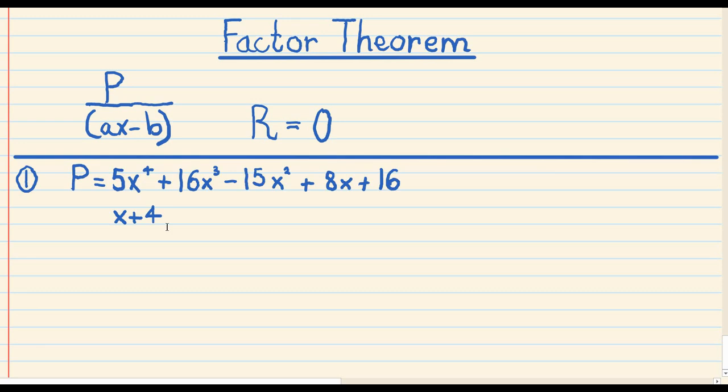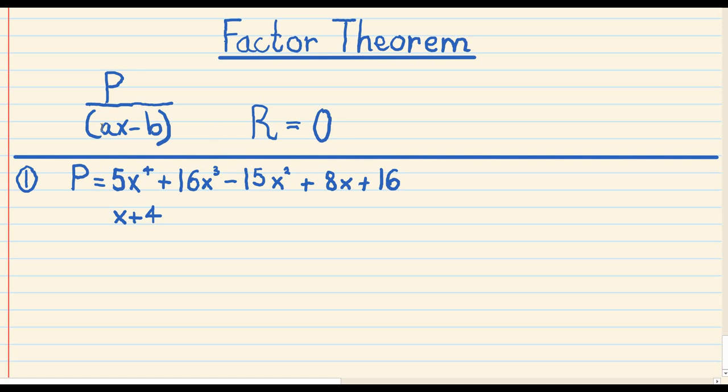The question states that using the factor theorem, show that the expression x plus 4 is a factor of the polynomial p, which is 5x to the power 4 plus 16x cubed minus 15x squared plus 8x plus 16. The first thing to think about is, how am I going to show that x plus 4 is a factor of p? The question specifies that you need to do this using the factor theorem.